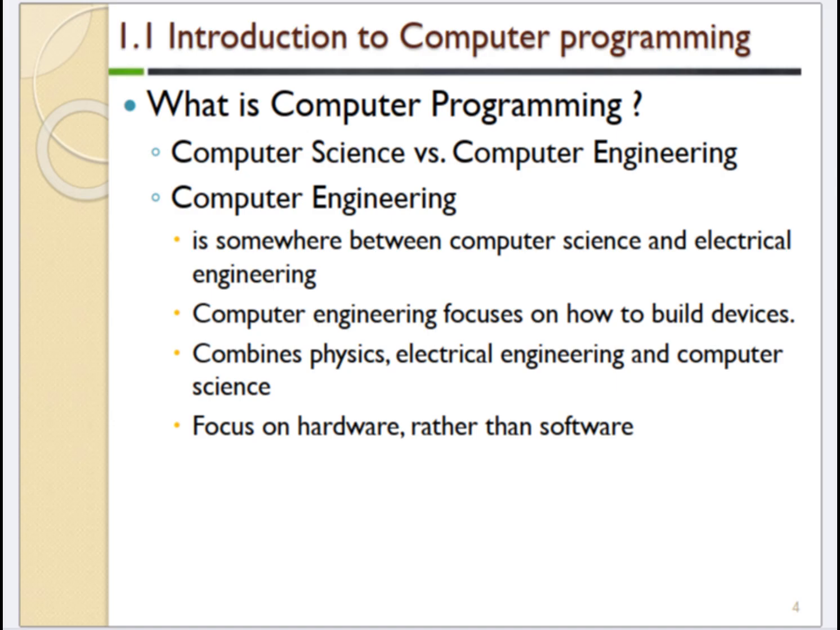1.1 Introduction to Computer Programming. What is computer programming? Computer science versus computer engineering. Computer engineering is somewhere between computer science and electrical engineering. Computer engineering focuses on how to build devices. It combines physics, electrical engineering, and computer science, and focuses on hardware, rather than software.